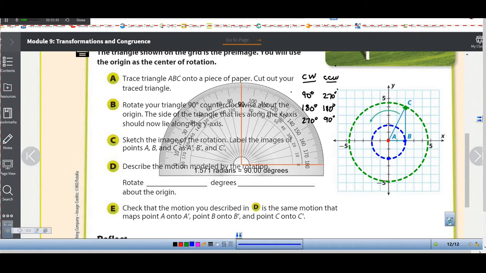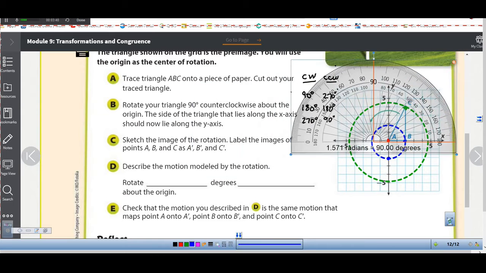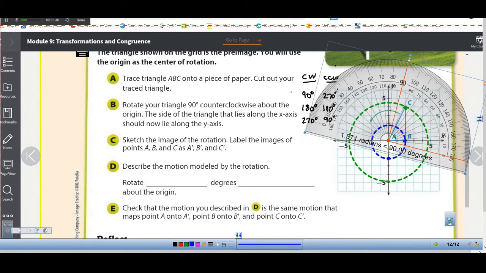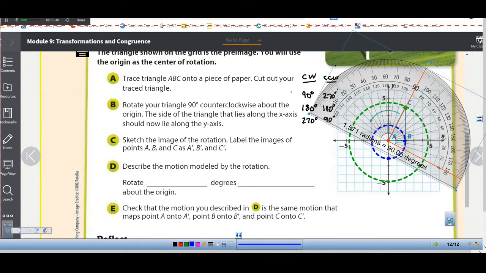All right, and I'm going to go ahead and get out my protractor. As you can see, I can line this up, and there's my 90-degree angle. And I'm going to rotate my protractor right there. Can you see that this red line is on C? And if I go 90 degrees, it's right there, right at that point. Can you see where that point is?